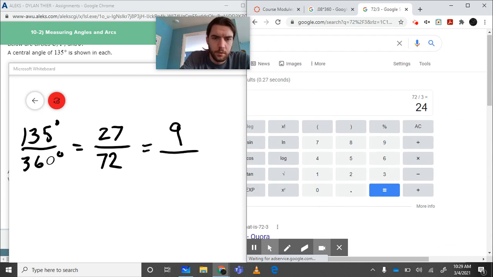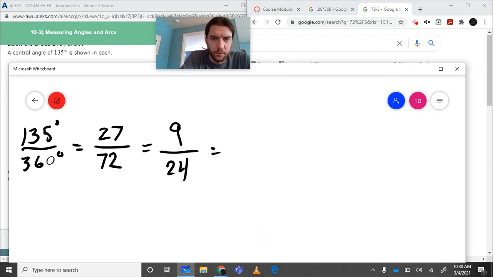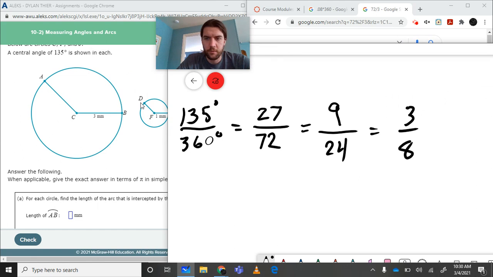Okay, so it was 9 over 24, and I guess that would still reduce further to 3 over 8. So this is 3/8 of the circle. Let's look at the picture, see if that makes sense. If we had half of it, that'd be 180 degrees. And if we wanted to cut it into quarters, we could do that and make fourths.